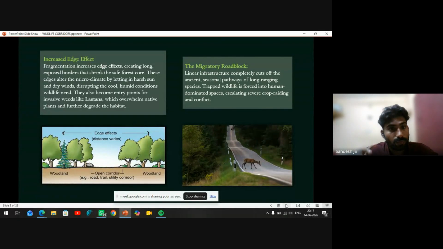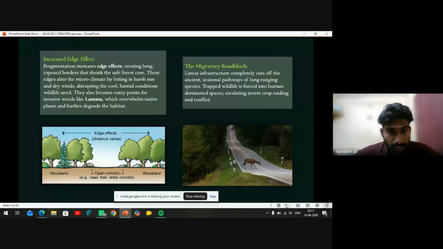So what will happen if this dry sunlight and dry winds enter this core region? It will affect the species which depend on the humid cool climate. So this dry sunlight and winds will disturb the species that depend on this humid forest core.